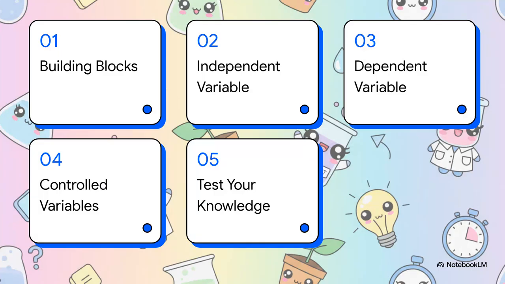Okay, so here's our roadmap for today. First, we'll cover the building blocks of science. Then we'll dive into the independent variable, the cause. Next up is the dependent variable, the effect. After that, we'll look at controlled variables to keep things fair, and finally, we'll put your knowledge to the test.